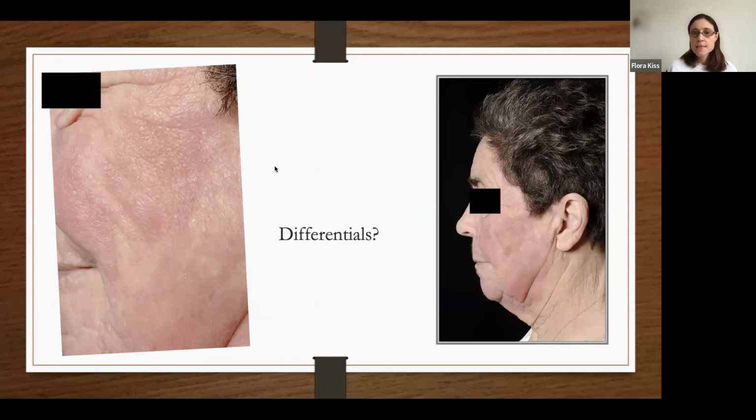Now, I see that something popped up in the chat, so let me just have a look if there's any questions. So thank you, Sophie, for your questions. Were there any systemic symptoms, and how do we differentiate from simple heat rash or pre-existing dermatitis? So thank you. These are relevant questions.